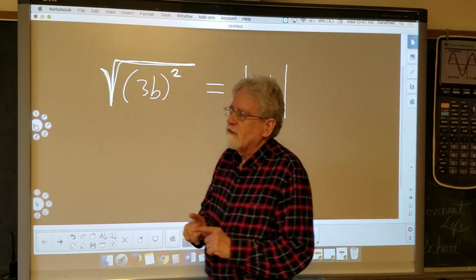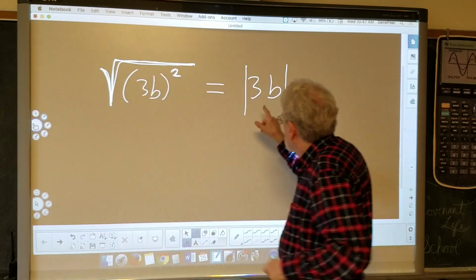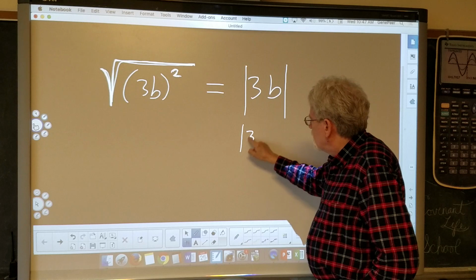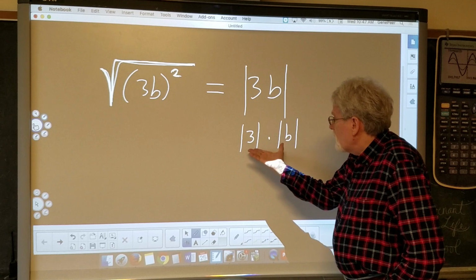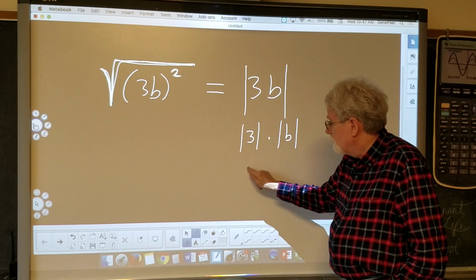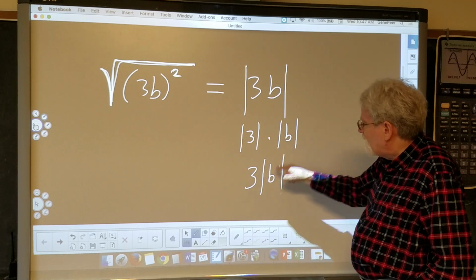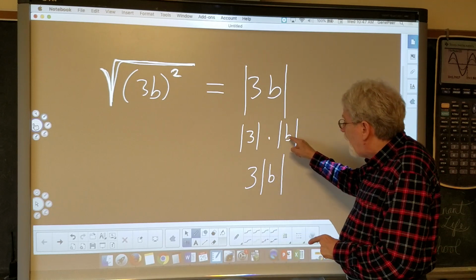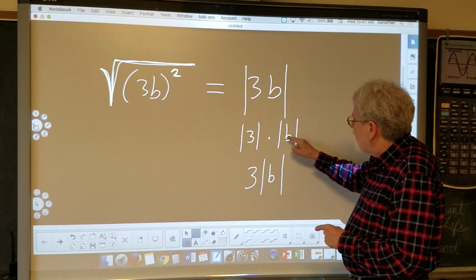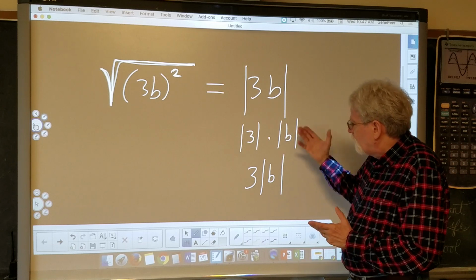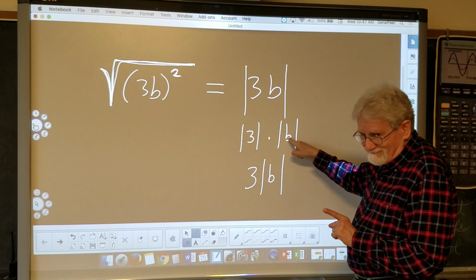Now here's the trick on this. This little step I'm about to show you is actually done in the head. This can be split into the absolute value of 3 times the absolute value of b. But we know the absolute value of 3. That's just plain 3. We don't know the absolute value of b because that depends on what b is. If b happens to be positive, then it's just b. But what if b is already negative? Then the absolute value of a negative number is going to be positive. So we don't know what the absolute value of b is. It depends on what b is.